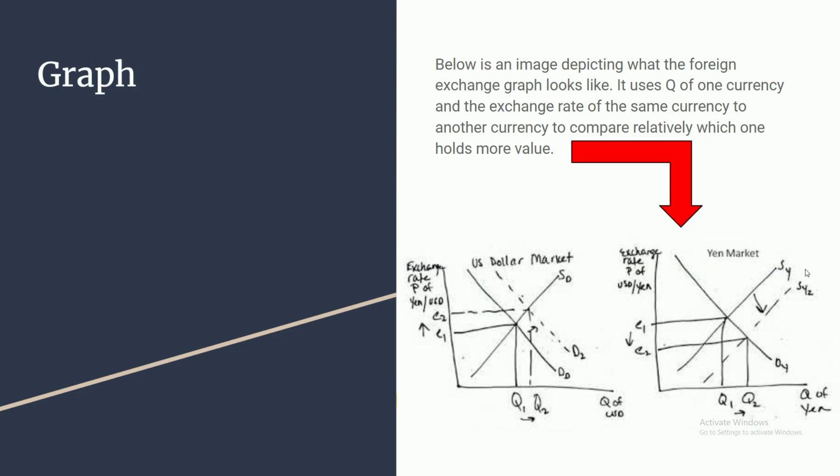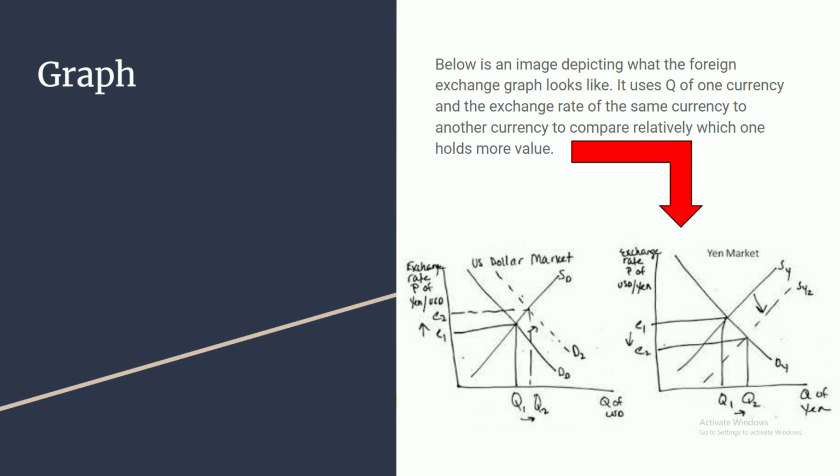Below is an image depicting what the foreign exchange graph looks like. It uses Q, which is the quantity of the currency, and the exchange rate of the same currency comparing to another currency, which compares relatively which one holds more value. In this instance, the USD is appreciating, meaning its exchange rate is increasing compared to the yen, which is decreasing. The graphs are side by side to show how each currency is affected by the other's appreciation or depreciation.